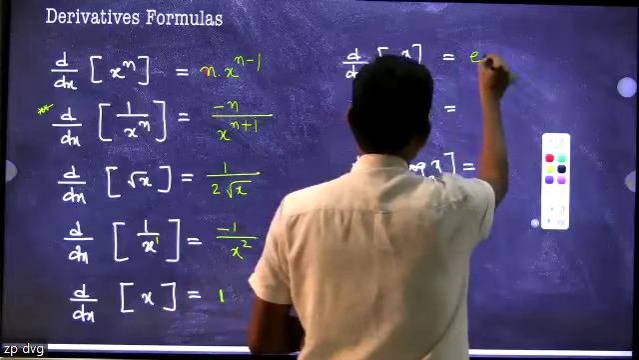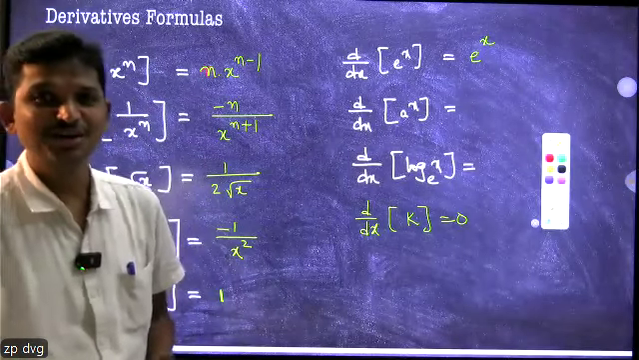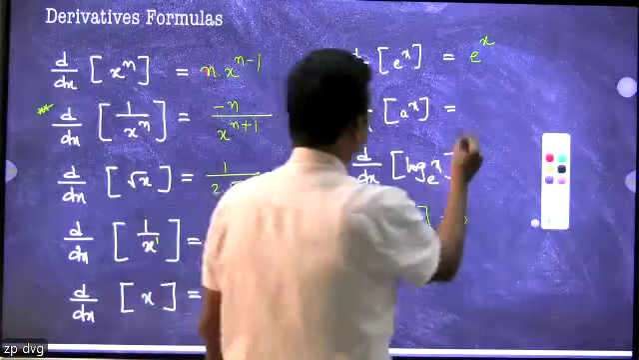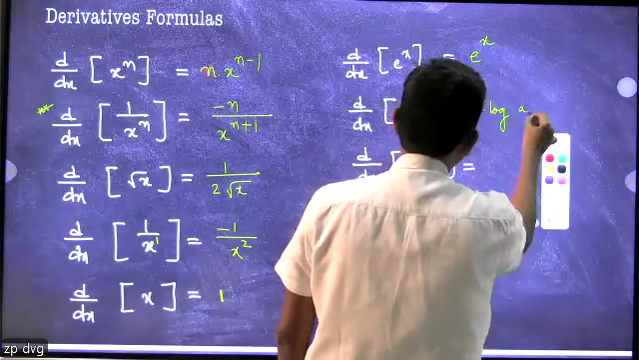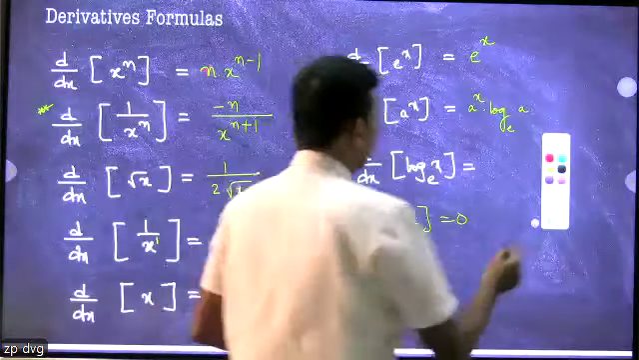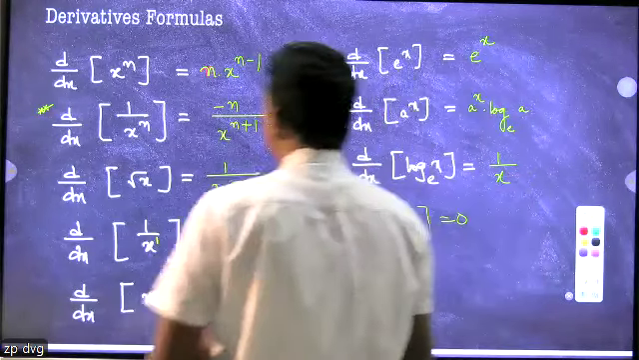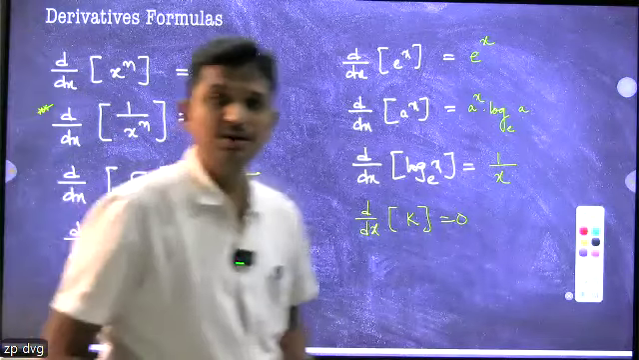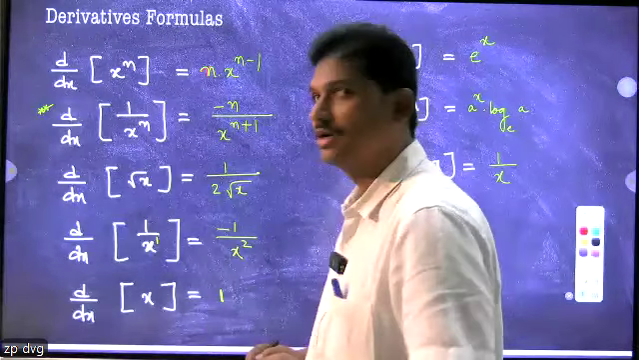Derivative of e power x, easiest formula in these derivatives. Derivative of e power x is what? Derivative of e power x is e power x. Derivative of a power x is what? Derivative of a power x is a power x into log a base e. Derivative of log x base e is 1 by x. These are the derivatives of algebraic functions, right? Good.